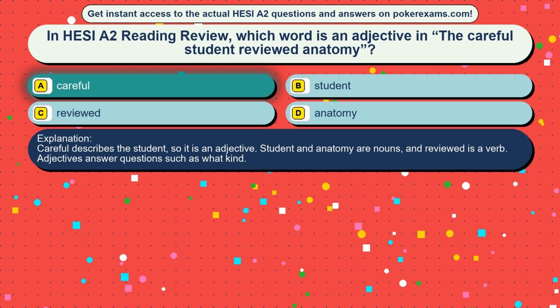Student and anatomy are nouns, and reviewed is a verb. Adjectives answer questions such as what kind.